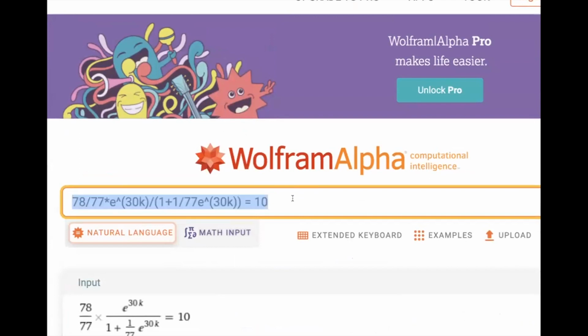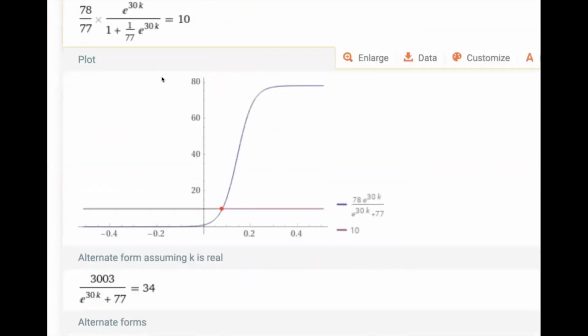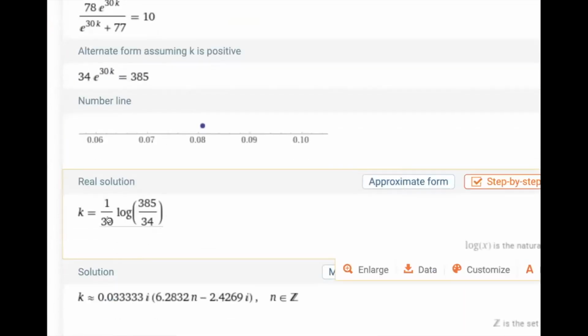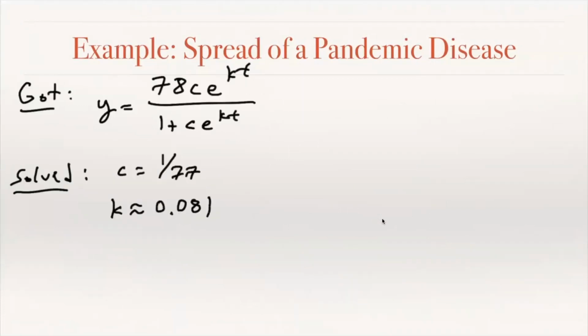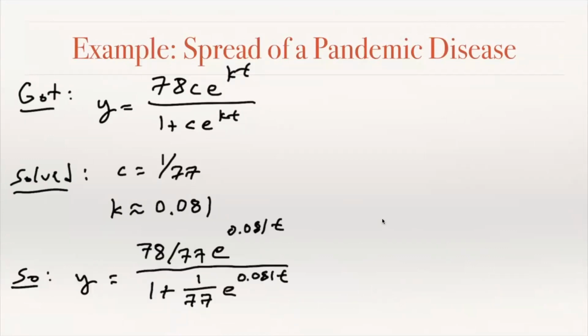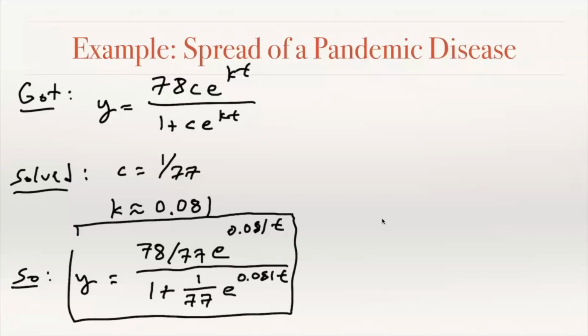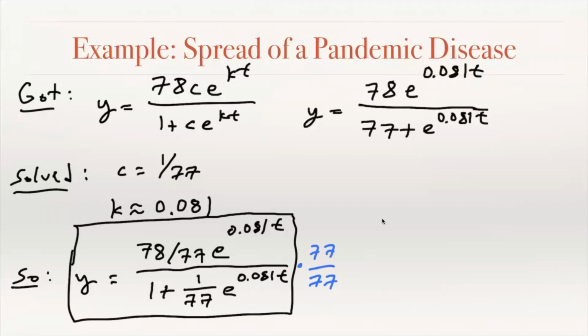So I just entered that equation here and asked it to solve for k, and it solved for k here. And using a calculator to approximate that, it is about 0.081. So we've now solved for c and k, and plugging in, we finally have our model. And we don't like fractions inside fractions. Let's multiply this by 77 over 77. And that's much prettier.